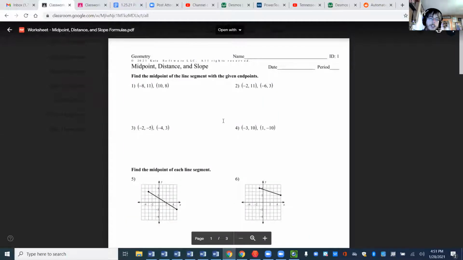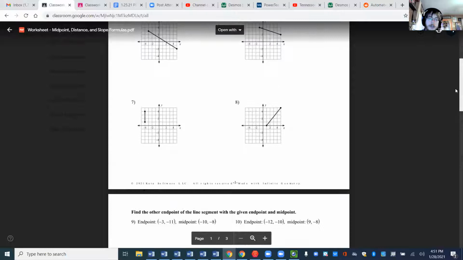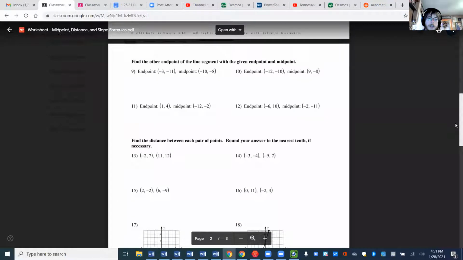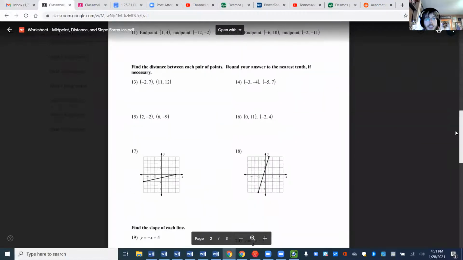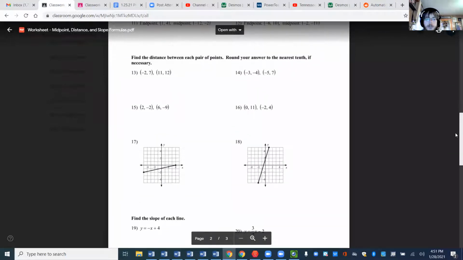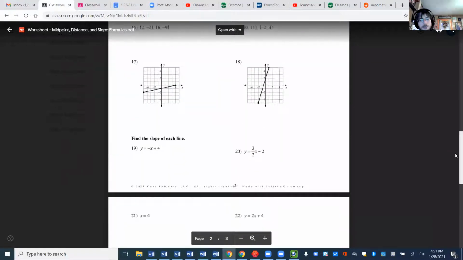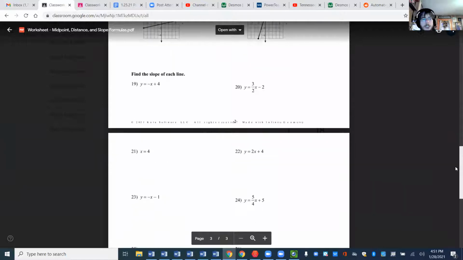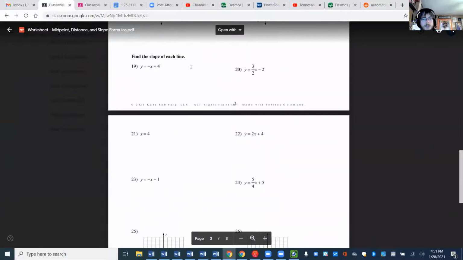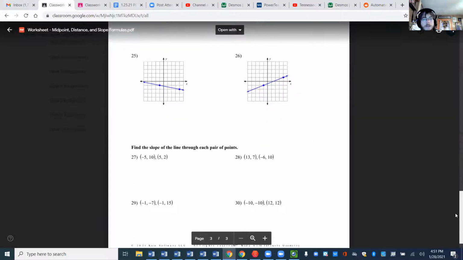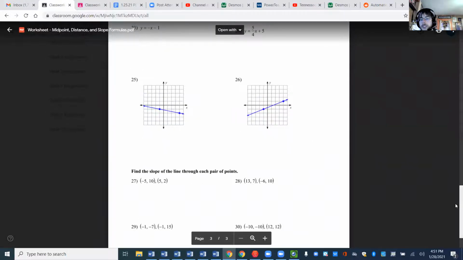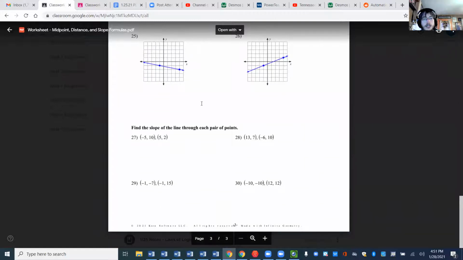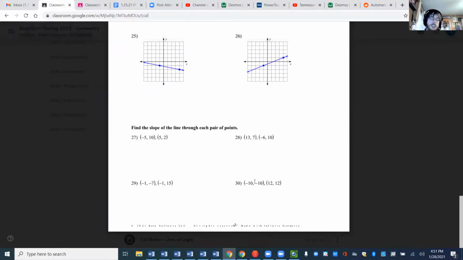So the first 8 wants you to find the midpoint. The next 4 wants you to find the endpoint. The next 6 wants you to find the distance between the pair of points or the graph. 19 through 24 wants you to find the slope using equations. 25 and 26 want you to find the slope using graphs, and 27 through 30 want you to find the slope using the slope formula.